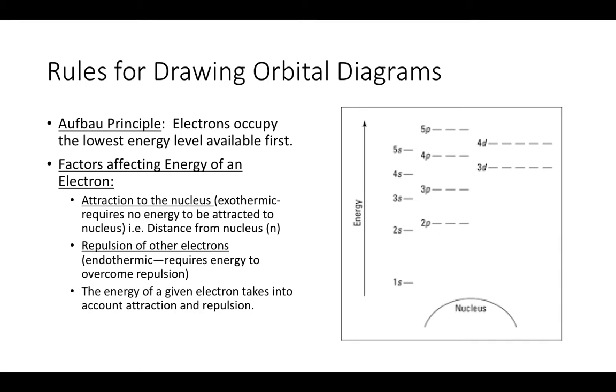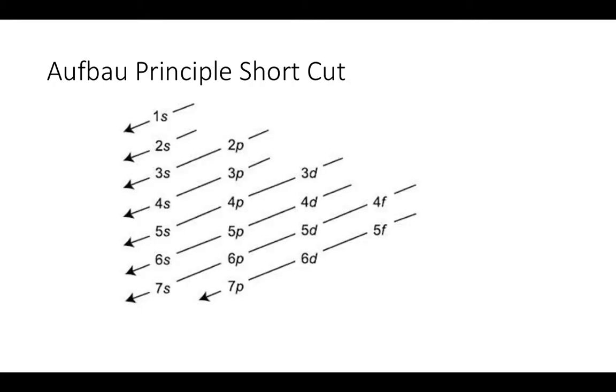Now, this may seem kind of complicated, and it is a little bit until you get used to it, but we do have a shortcut. So you should have picked up that little quarter green sheet of paper. This is the Aufbau principle shortcut. As you can see, as you go across each row, we have 1s, 2s, 2p, 3s, 3p, 3d, 4s, 4p, 4d, 4f. This is what we looked at yesterday. If you follow the arrows, it gives you the order in which our orbitals are filled.